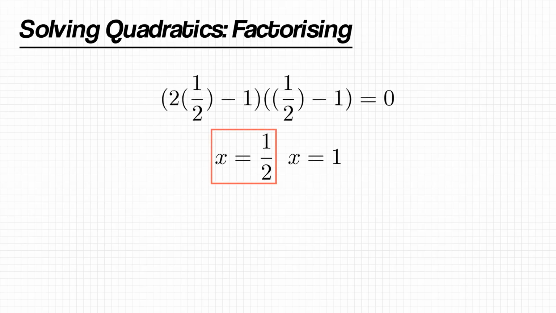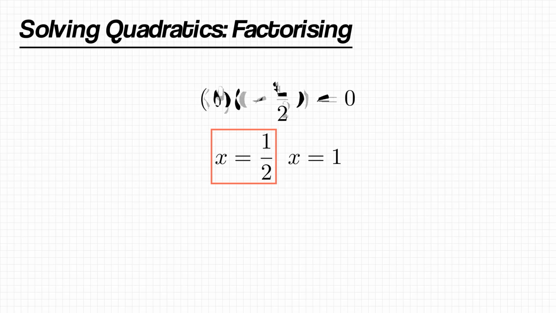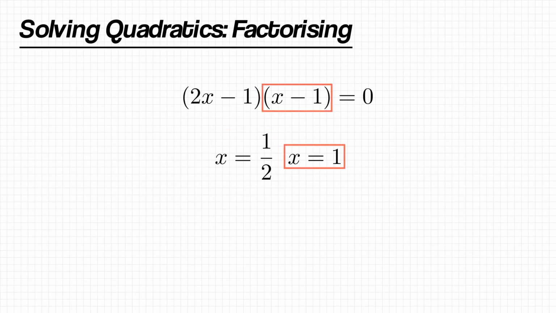To see why, let's substitute x equals a half into the equation. This simplifies to 0 times minus a half, so we can see the factors give us solutions because as soon as one factor is 0, the other factors don't matter, as multiplying anything by 0 gives us 0. We can similarly see that x equals 1 causes the second factor to be 0 when substituted in. Hence why it too is a solution.